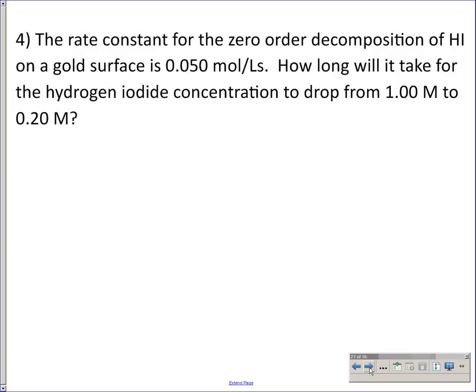All right, the rate constant for a zero order decomposition of HI on a gold surface. The gold surface is serving as a what here? A catalyst, right? So gold is a great catalyst. It's an expensive catalyst, so it's not common. Platinum's a really common catalyst, actually. All right, on the surface is this. What is this representing? The k, the rate constant.